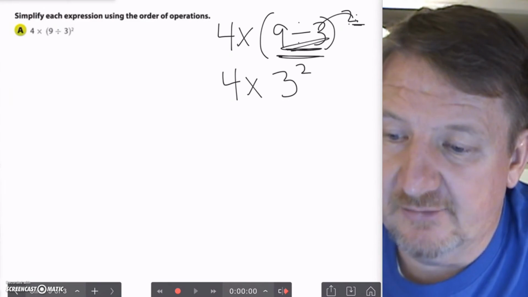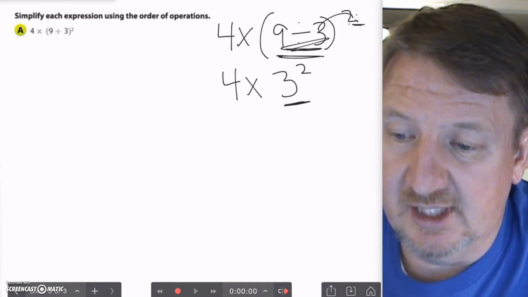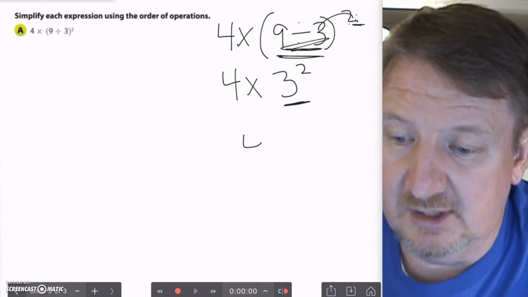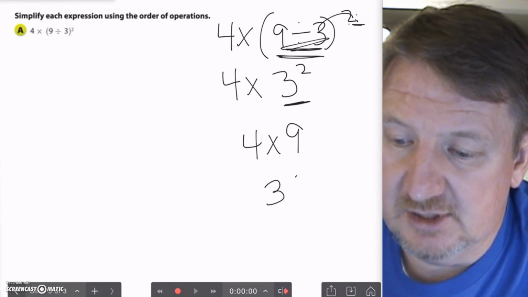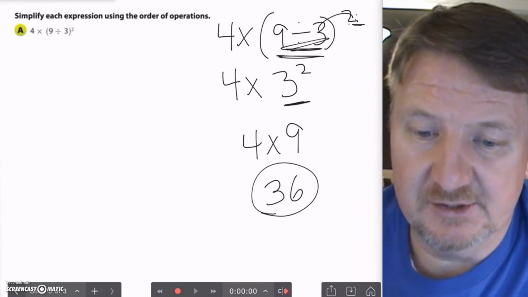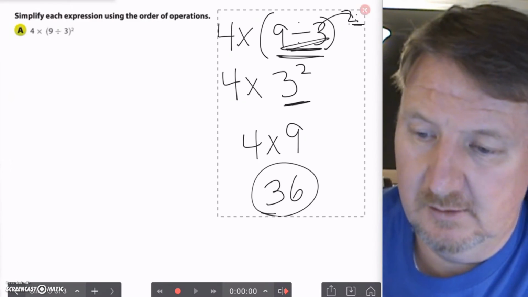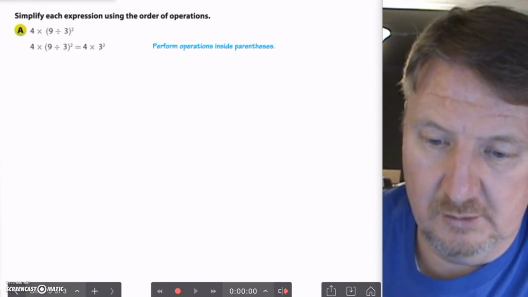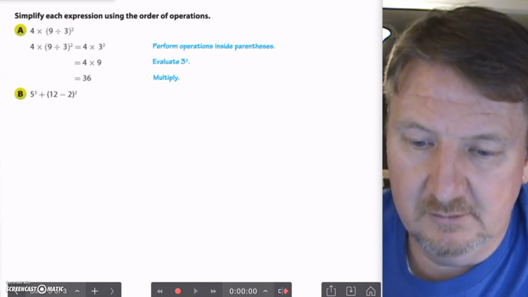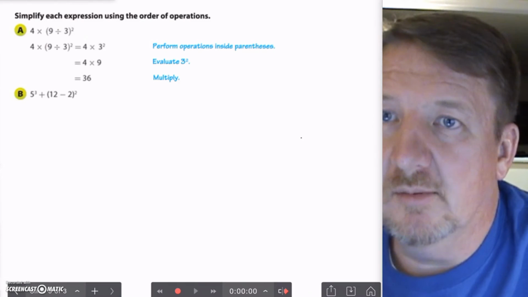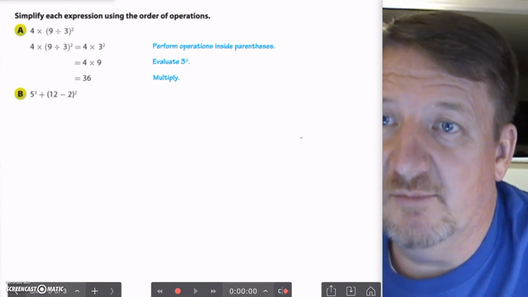All right, so now I got 3 to the second power. So now my order of operations tells me I do exponents next. 3 to the second power is 3 times 3. That's 9. 4 times 9 is 36. That's my final answer. Let's see how we did. Let's scroll down. 36. Mr. Bell, you are.